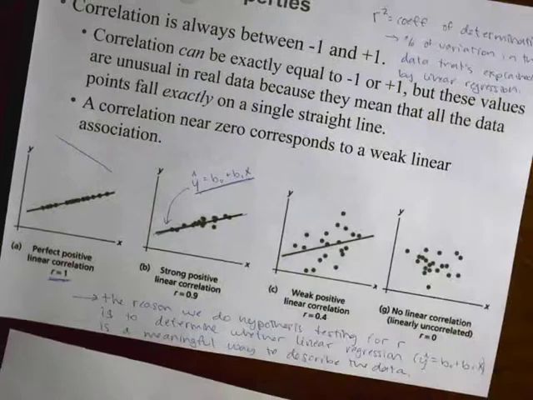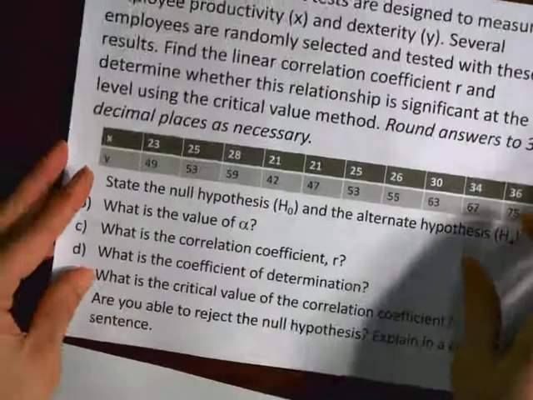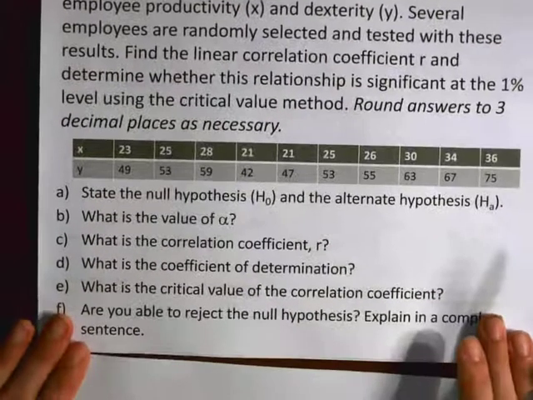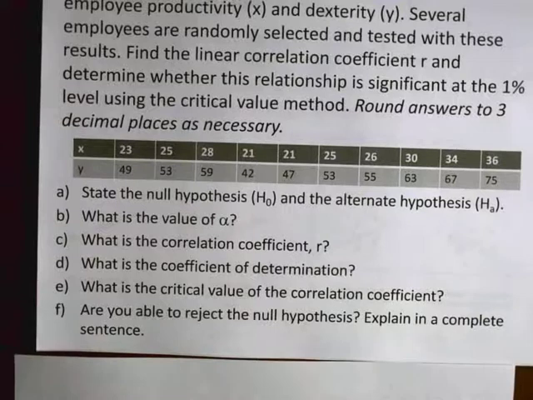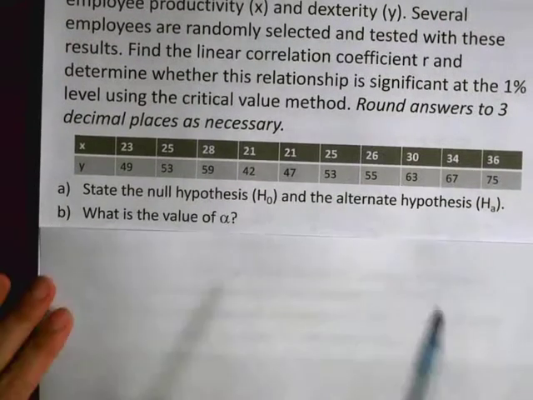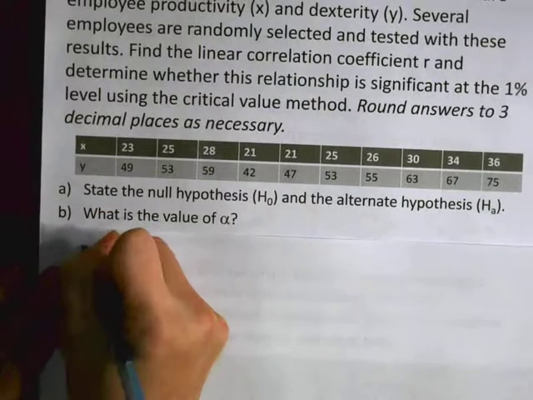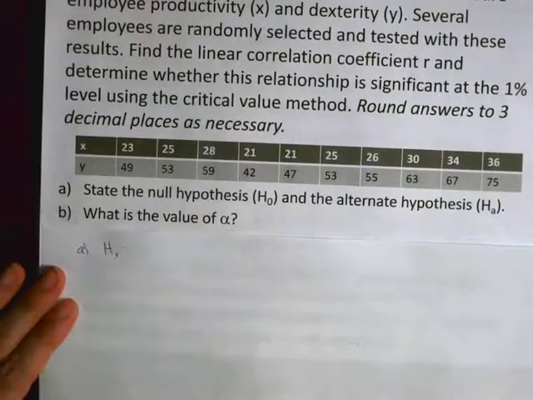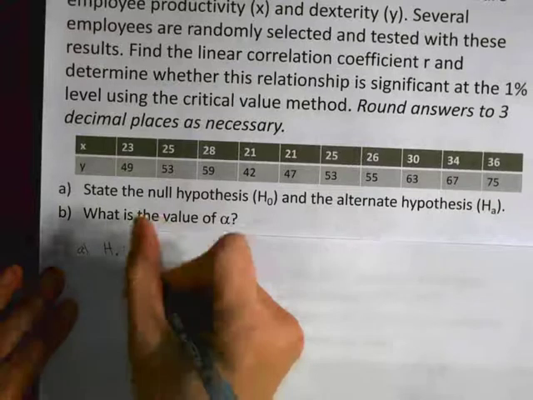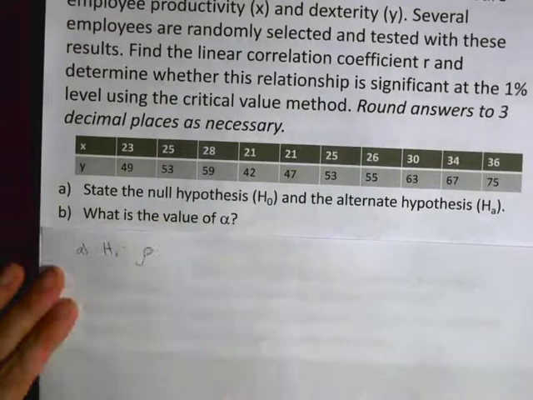Okay, so let's do this problem. We need to state the null and alternate hypotheses. We need to get this data in the calculator so that we can figure out how it looks and use the calculator to calculate the correlation coefficient, and then we'll go from there. So let's state the null hypothesis and the alternate hypothesis. That is our null hypothesis. That's the boring result that we are hoping to disprove. A null hypothesis is always that the data is uncorrelated.